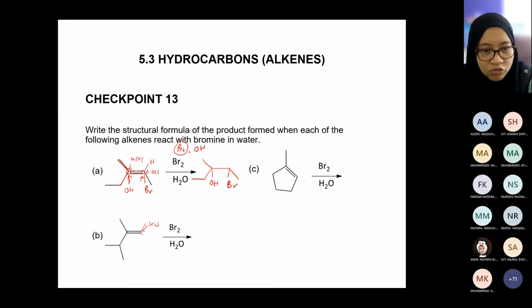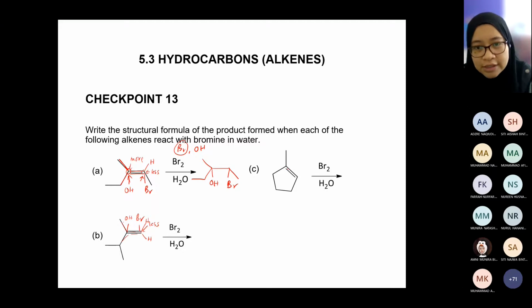Sebabnya sebenarnya di sini ada 2 hydrogen sebenarnya that are not shown. This one, we don't have hydrogen here because it's already 4 bonds. 1, 2, 3, 4. Dah cukup dah 4. Okay, that means OH will be added here. Br will be added here.